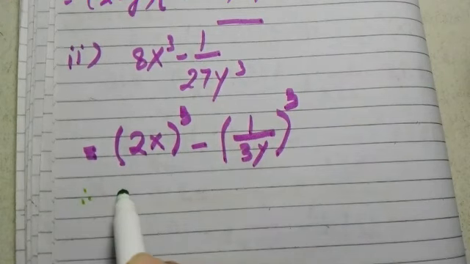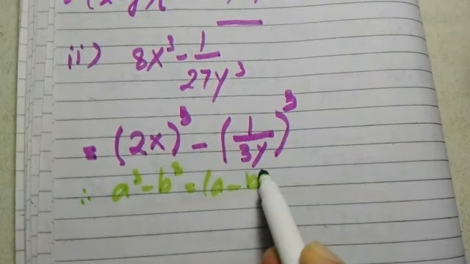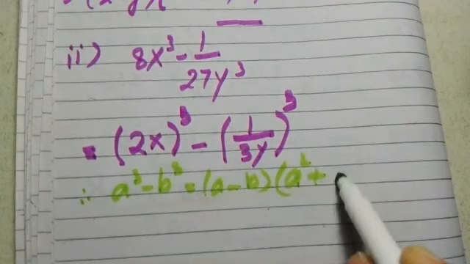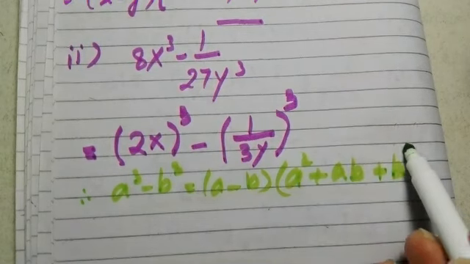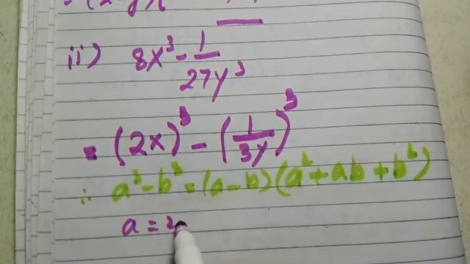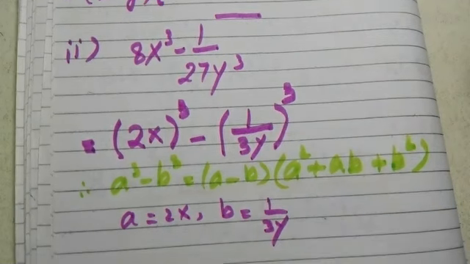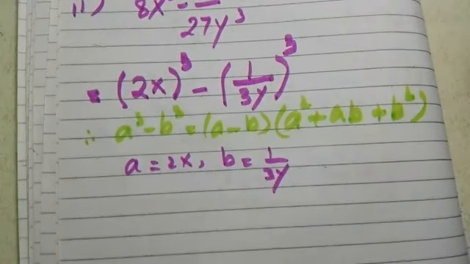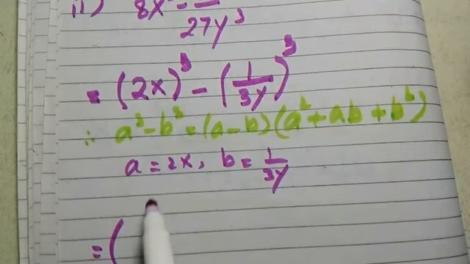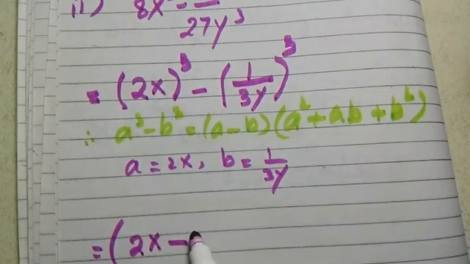Because of this formula, a cube minus b cube will be written as a minus b, a square plus ab plus b square. We will apply it to this one. A will be taken as equal to 2x and B will be taken as equal to 1 over 3y. Now if we use it, let's see what will happen. According to this formula, in place of A there will be 2x, minus, in place of B it will be 1 over 3y.